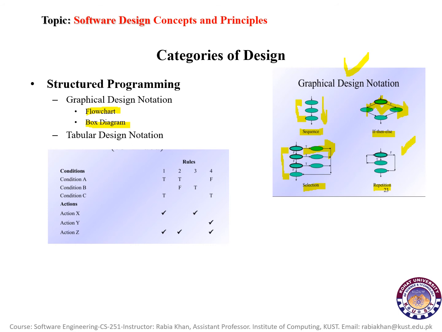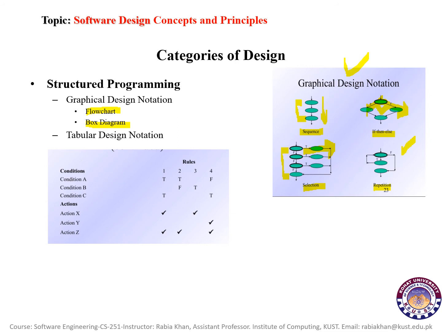So the second graphical design notation is the design box or the box diagram. It evolved from a desire to develop a procedural design representation that would not allow violation of the structured constructs. So different structures are used, or different boxes are used, to represent the same structures.